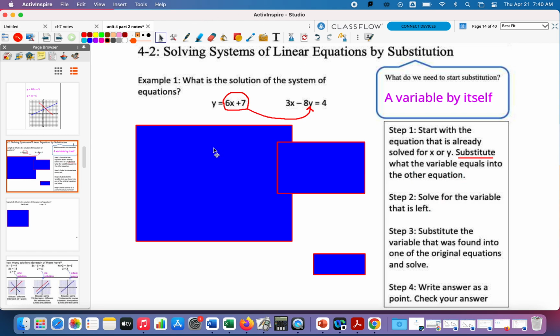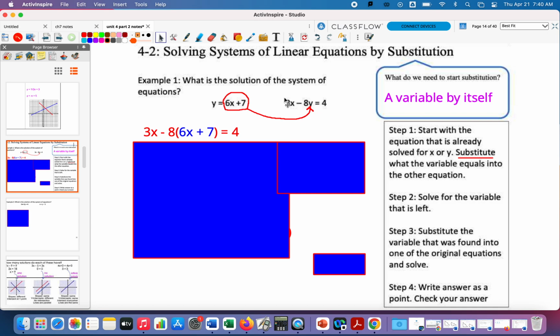So let's see what happens here. It'll look something like this. I'm going to have a 3x minus 8. That doesn't change. But instead of the y, look, I'm putting all of this, the 6x plus 7, right where the y is. So you need parentheses, and you're putting all that equation in where the y goes. And then notice we just finished it with an equals 4. So it's all of this equation, but instead of y, put little parentheses and put the other equation right there.